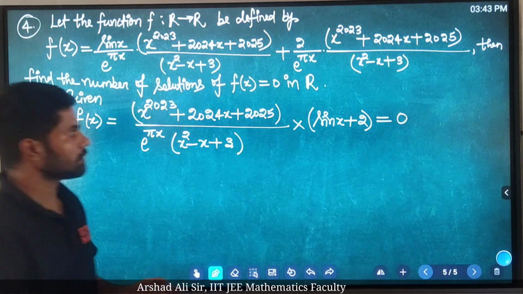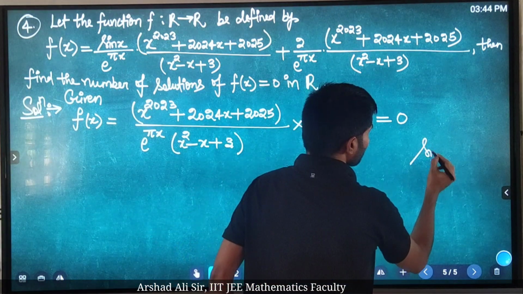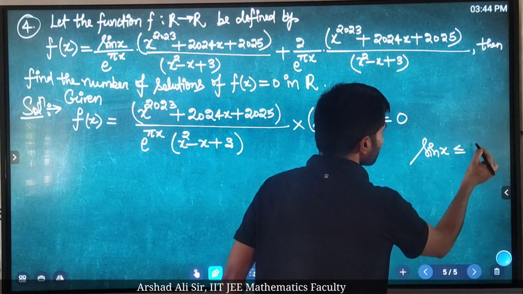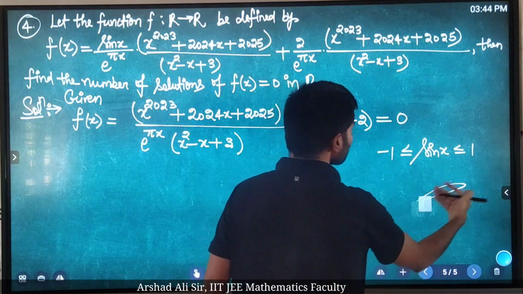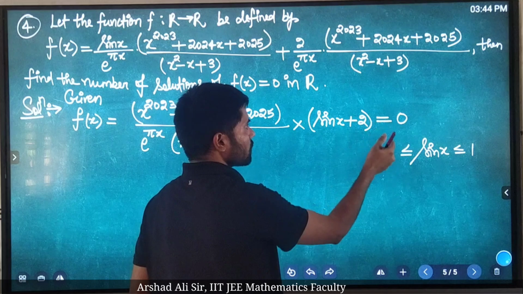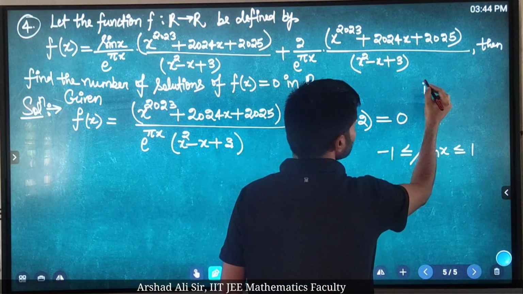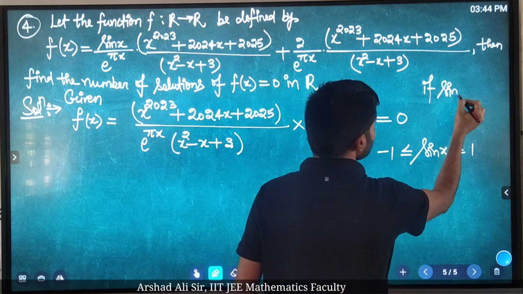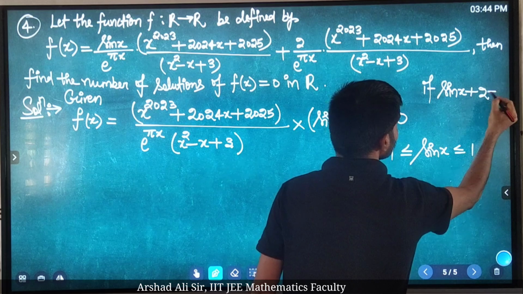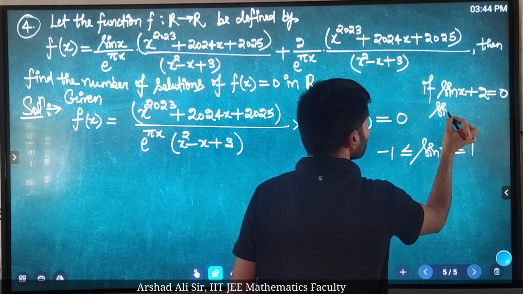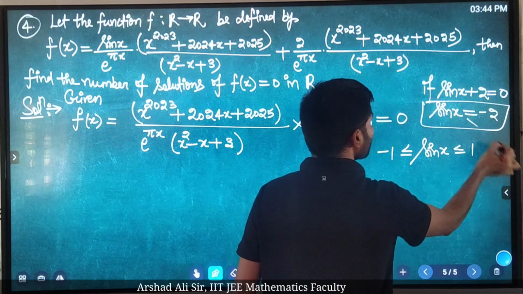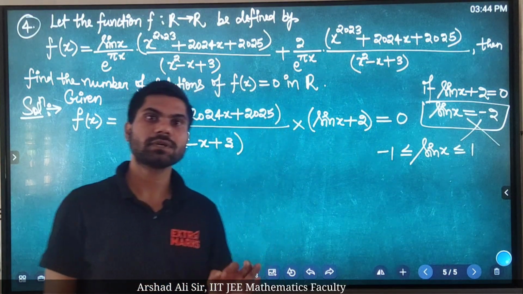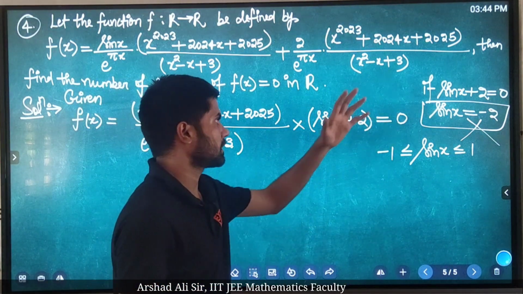Now think about one thing, range of sin x, we know maximum value of sin x is plus 1 and minimum value is minus 1, but if you will solve this one, sin x plus 2 equal to 0, you will get sin x is equal to minus 2, and it is not possible, this value is not possible because minus 1 is the minimum value, so reject that case.